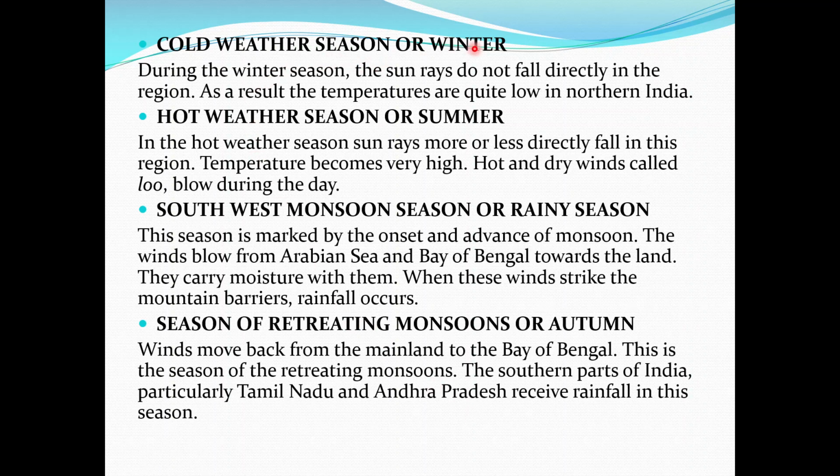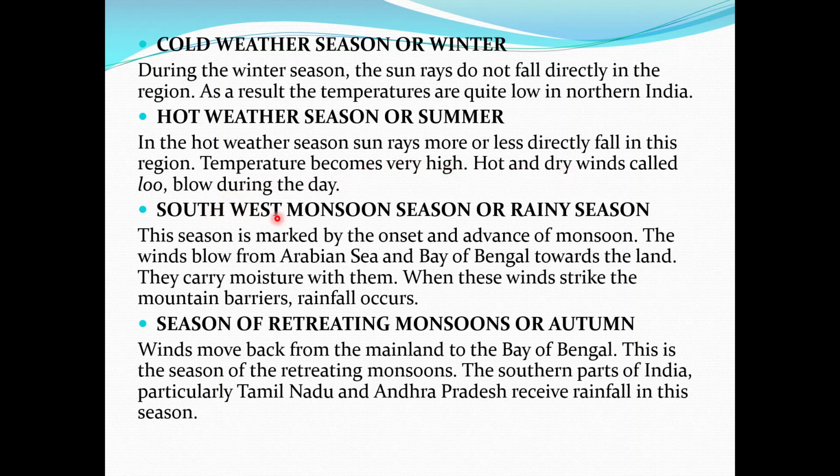Firstly, the winter season. During the winter season, you know that the sun rays do not fall directly on our northern hemisphere, so the temperature is quite low. So the northern part of India has very cold weather at that time. Now the second is the hot weather season, that is summer. In these days the sun rays fall directly on the northern hemisphere and our temperate zone. So we have hot and dry weather, and at that time hot and dry winds move all around, and they are called loo.